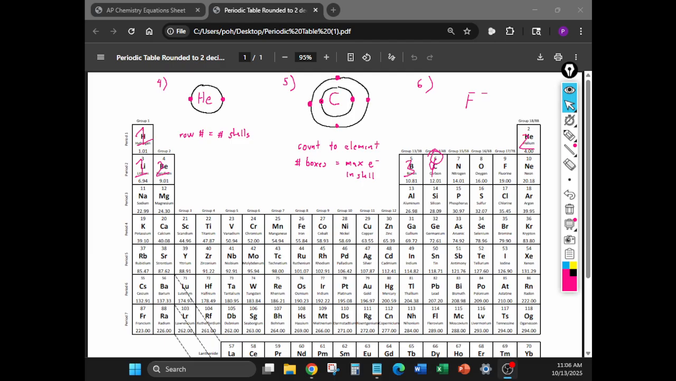Alright guys, let's go over number 6. So first thing we're going to do is figure out the number of shells. Okay, if you take a look at F minus, F is right here, second row, so it's going to have 2 shells. Okay, that part's pretty easy, right?